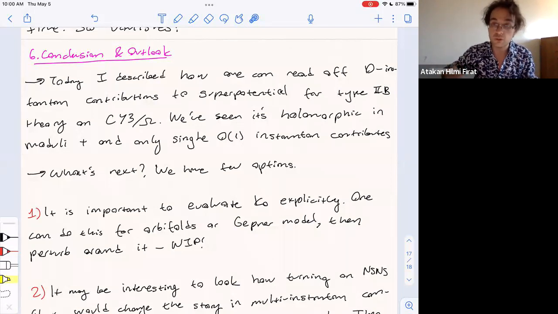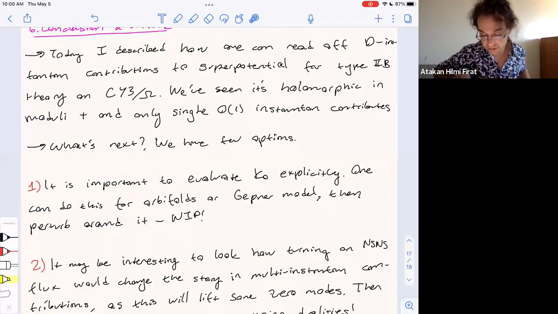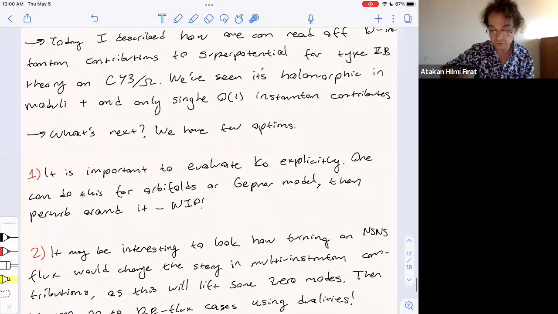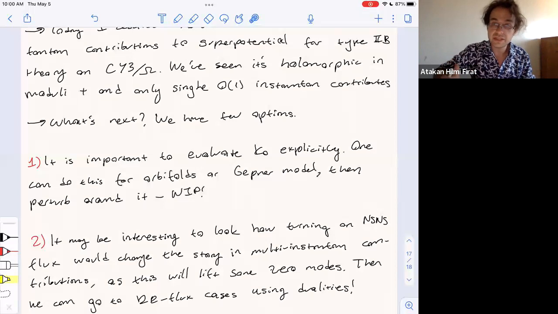We have seen it was holomorphic in the moduli, and only the single one-instanton was contributing. So what are the next things that we can do? There are a few options that one can build on. First of all, we only gave a recipe here for this overall normalization. We haven't evaluated this K0.